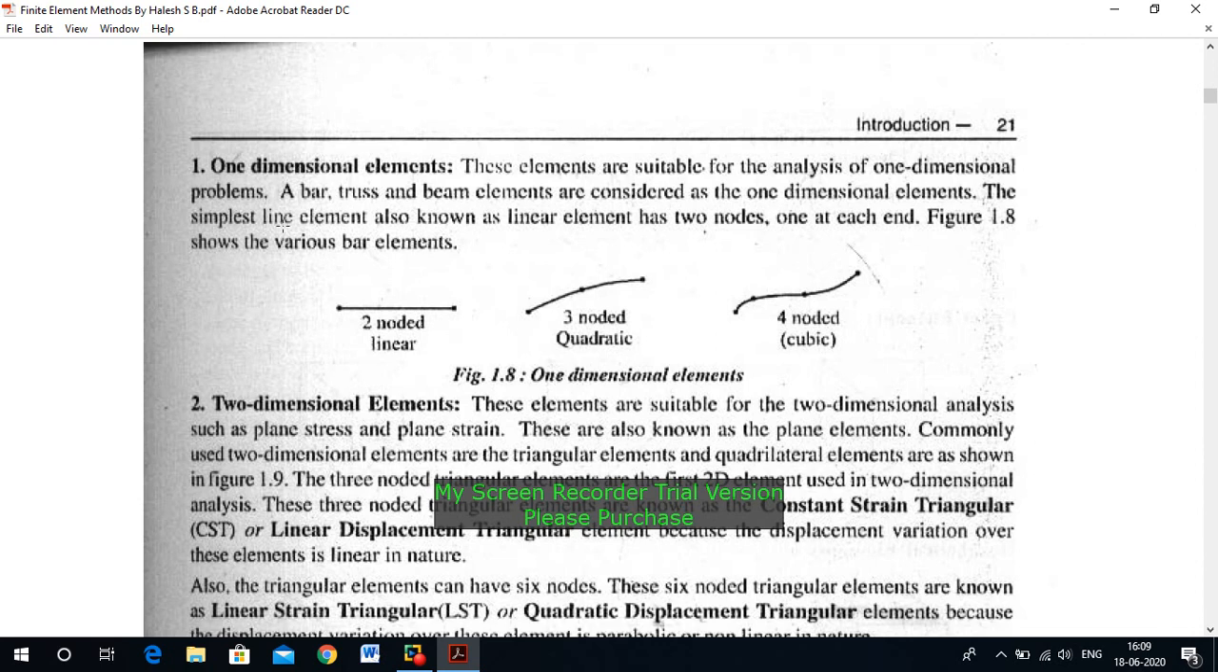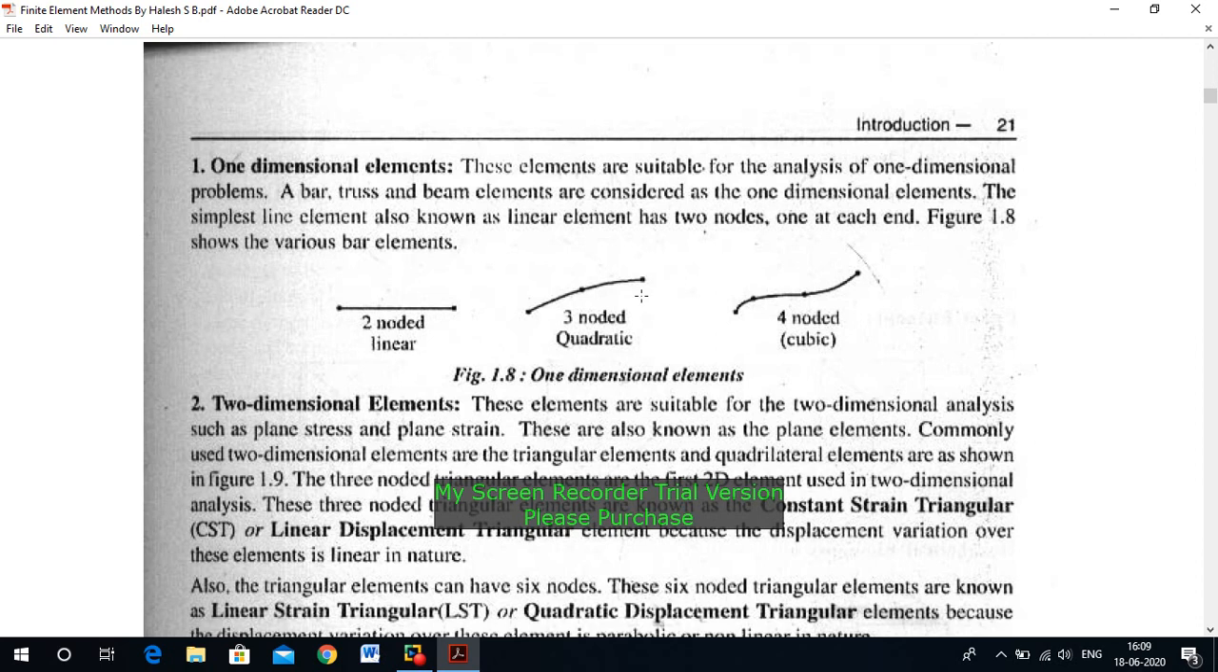The simplest line element is also known as a linear element, with two nodes. A one dimensional element always consists of two nodes, one at each end. See the figure I mentioned here, the very first one. These are called one dimensional elements. Examples are bar and truss. It is called linear because the element is straight, and it consists of two nodes.